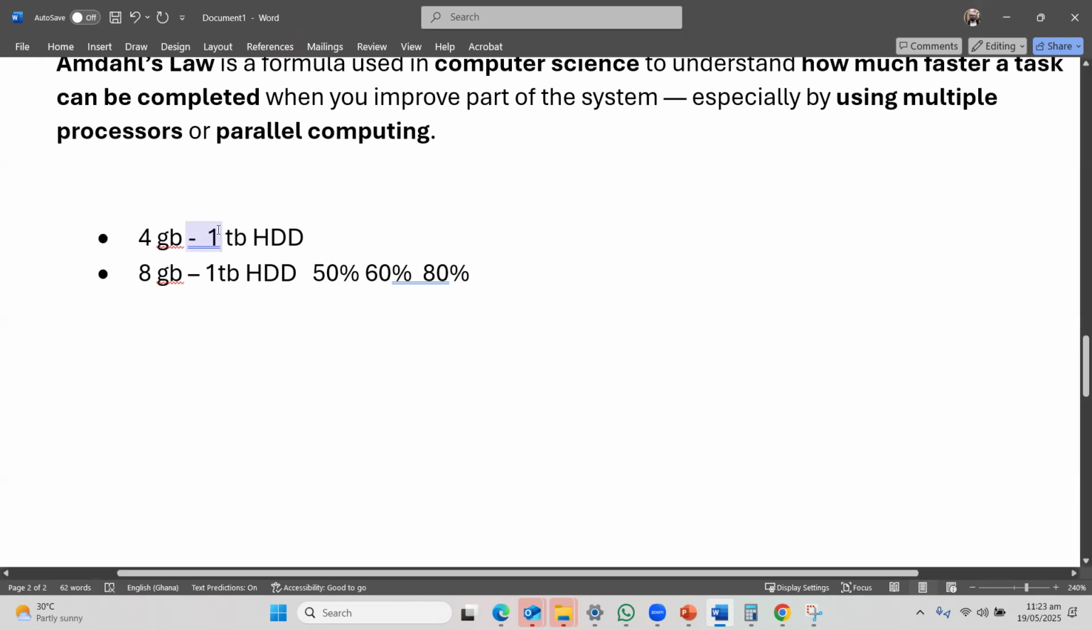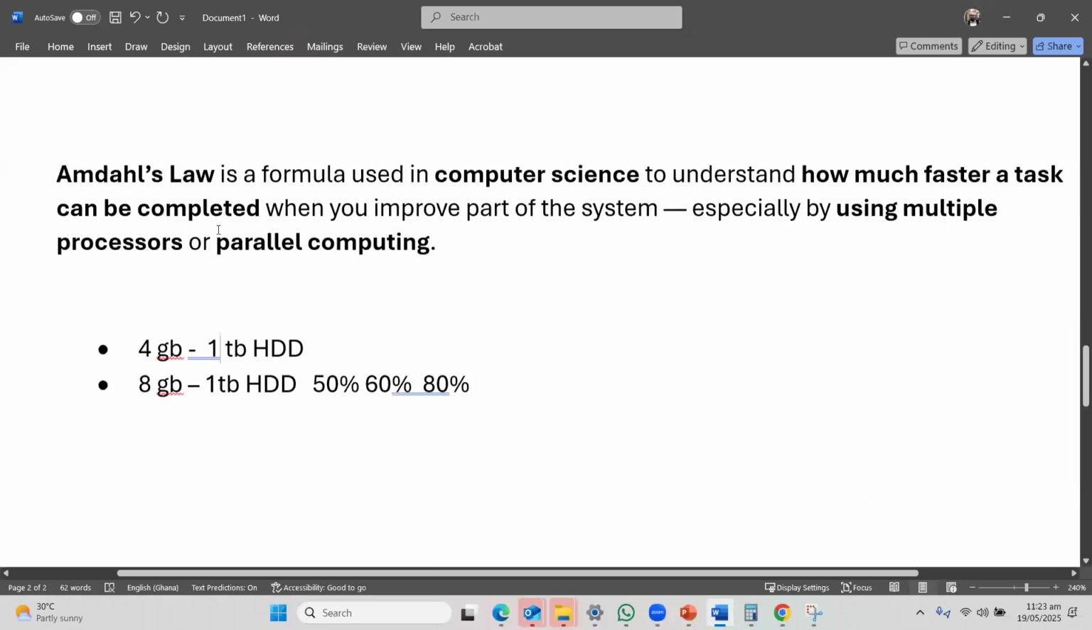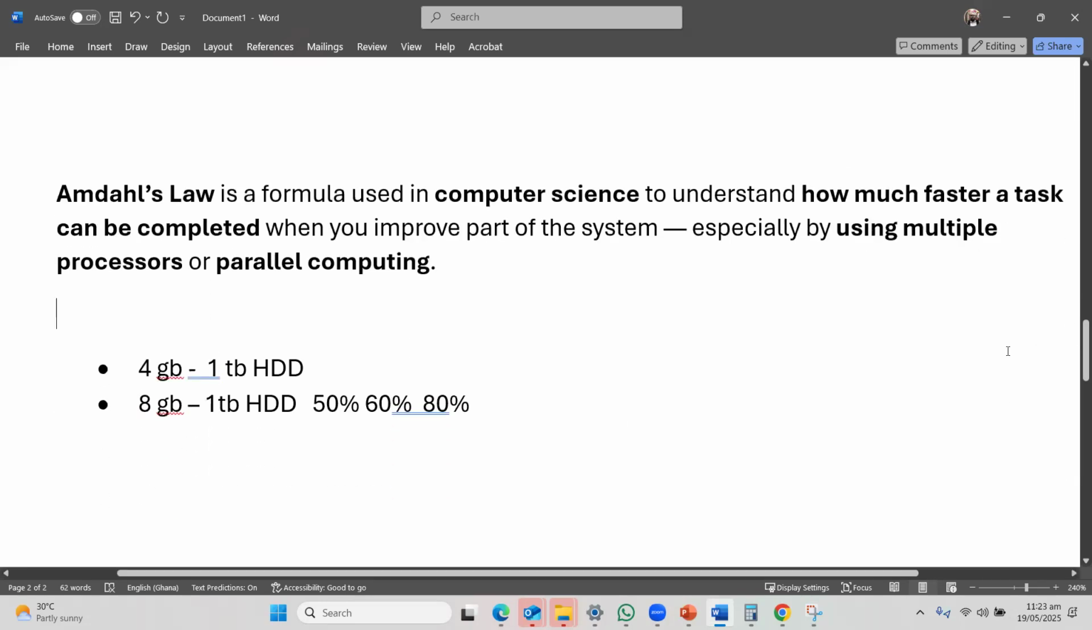So look at the definition again. Amdahl's law is a formula used in computer science to understand how much faster a task can be completed when you improve part of the system. So when I improve one part of the system, the RAM, how much faster will my computer be?